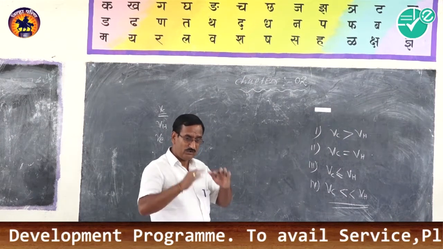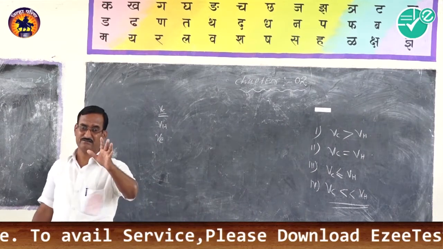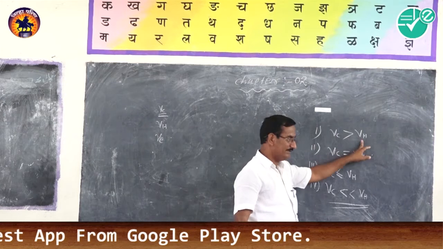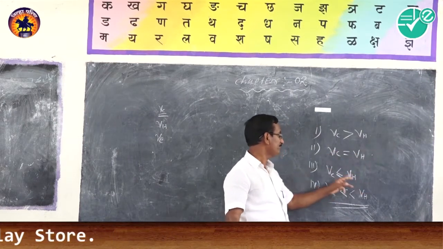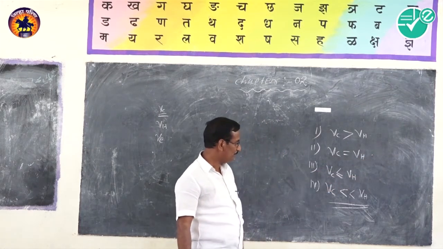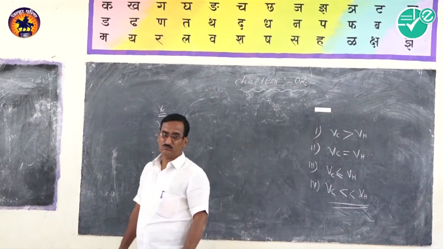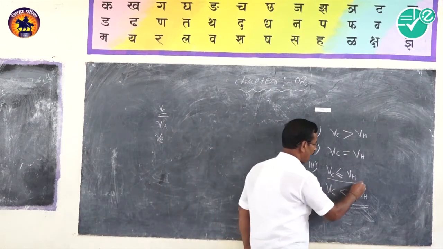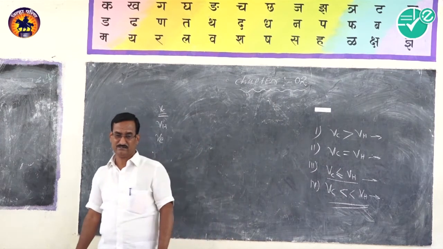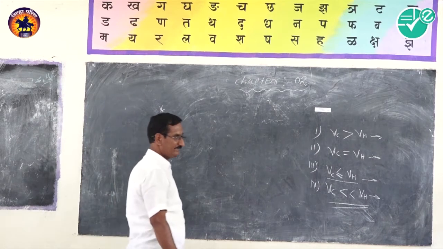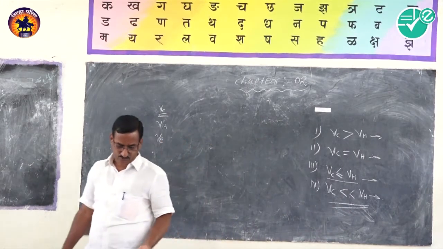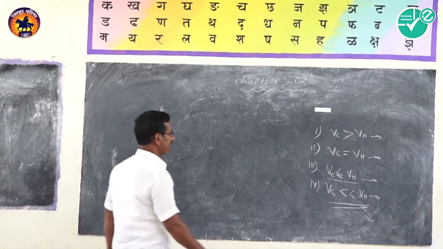In this way, for different purposes, we have to fix the satellite in a different orbit. Vc greater than Vh, the satellite revolves in a parabolic path. Vc equal to Vh, the satellite revolves in a circular orbit. Vc slightly less than or equal to Vh, the satellite revolves in an elliptical orbit. Vc very much less than Vh, the satellite goes in a straight line in space and never returns to its own path. That is the fixation of the orbit of artificial satellites.